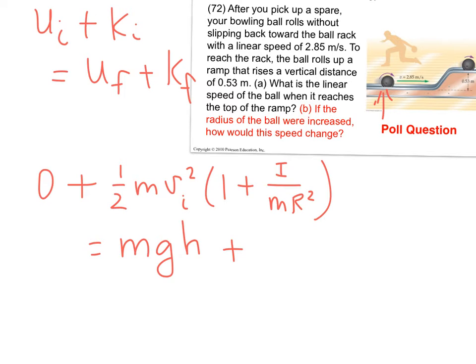And you also have kinetic energy once you are on top of the ramp. And it has exactly the same expression, except that you are talking about the final position, so it's v final squared. But this is the same one.